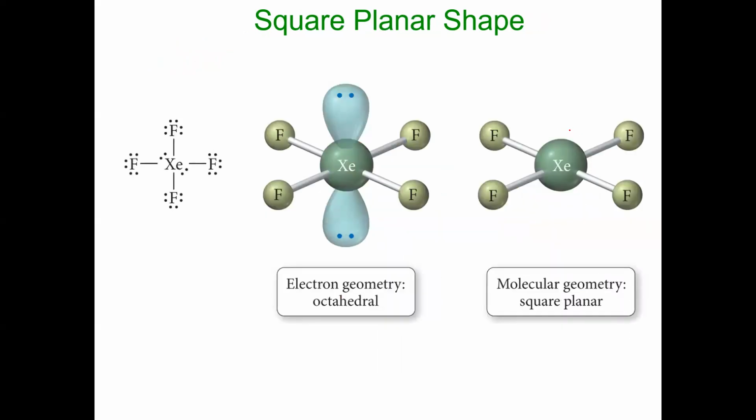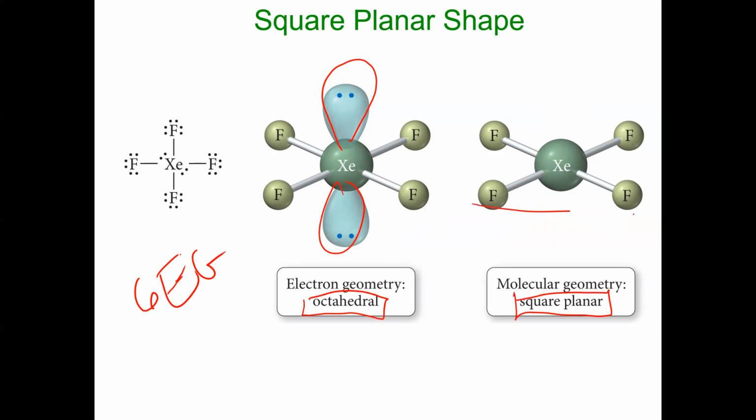Now, if there's 2 lone pairs, what are you going to do out of the 6 electron groups to minimize repulsion? Well, you definitely don't want the lone pairs next to each other. So you're going to put them as far apart as possible. So now this octahedral electron geometry is actually referred to as square planar because you have a square plane.